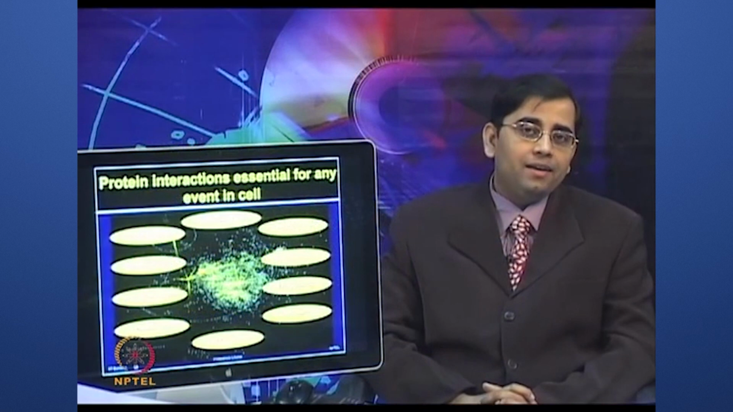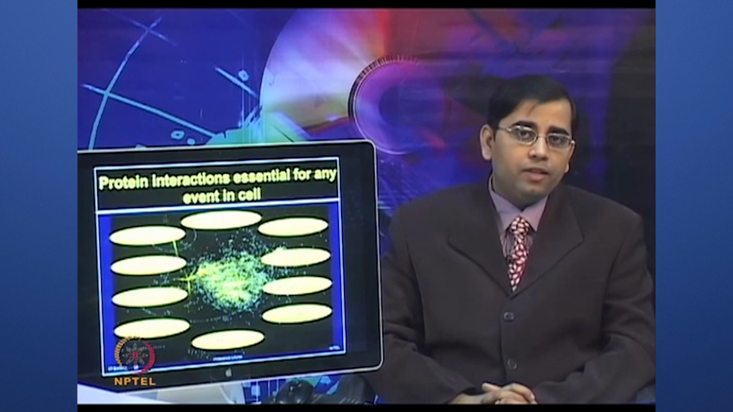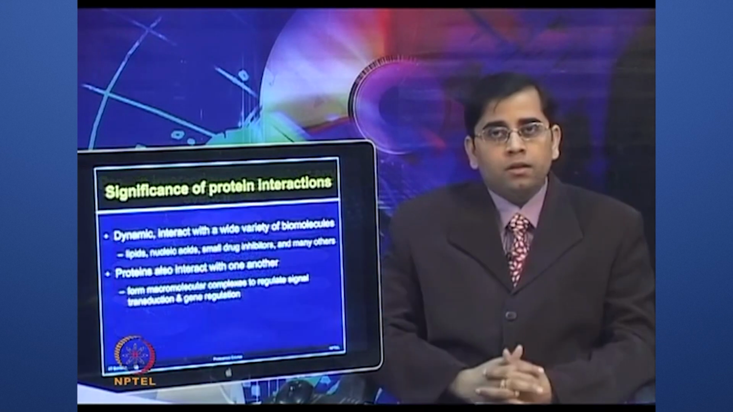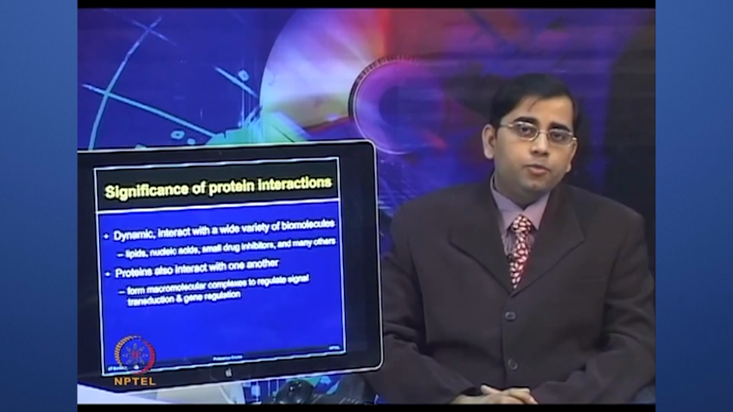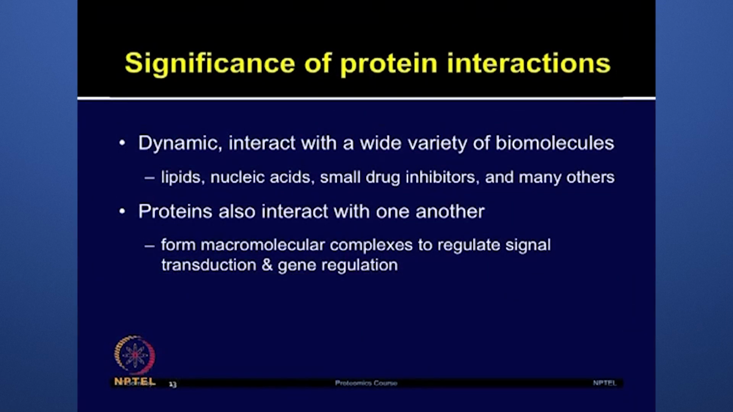I am sure you will be able to add many more examples here, of how different types of protein interactions are essential for the activity of the cell. So, what is the significance of studying protein interactions? These are very dynamic, and interact with a wide variety of biomolecules, as we discussed previously, such as lipids, nucleic acids, small drug inhibitors, and many other types of biomolecules. Proteins also interact with one another and form large complexes to regulate signal transduction and gene regulation.